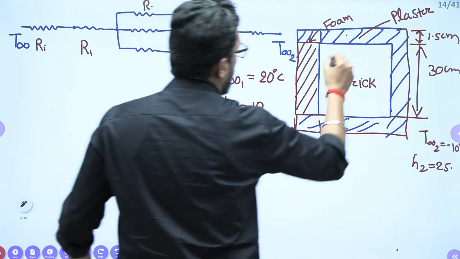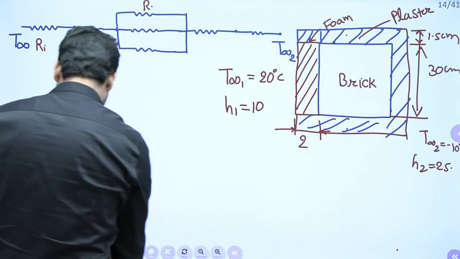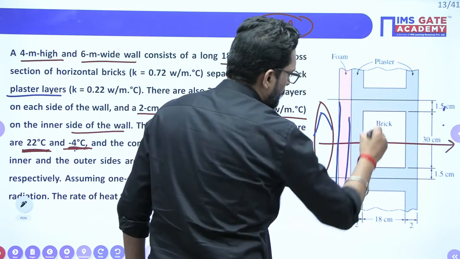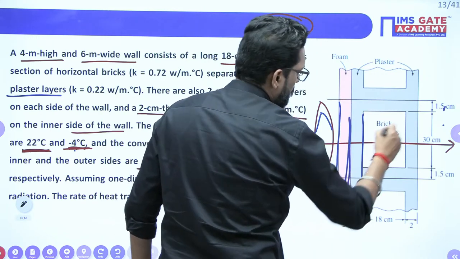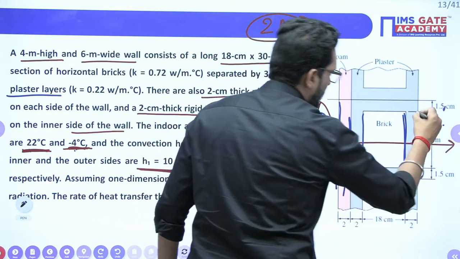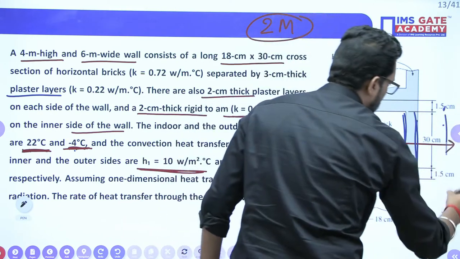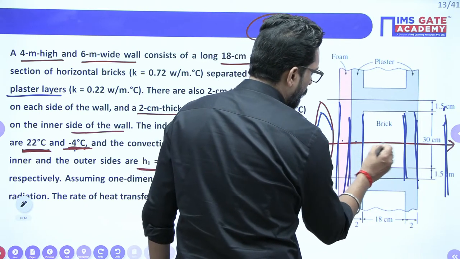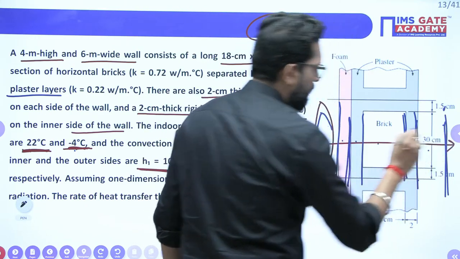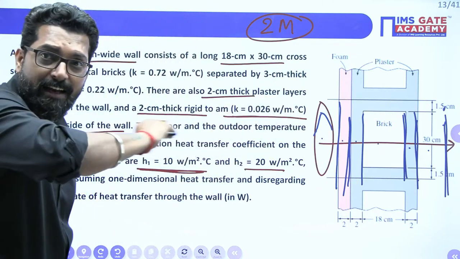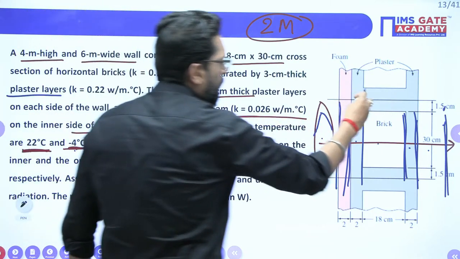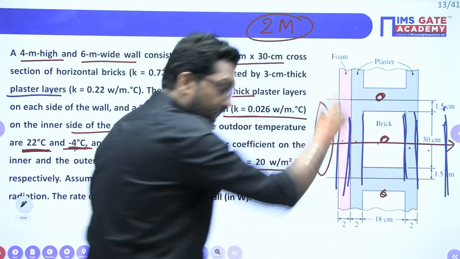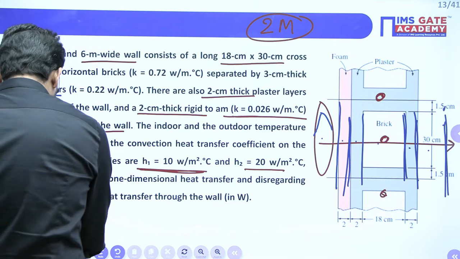Oh, there is also a plaster, no? See very carefully. There is a foam, then there is a plaster, then there are bricks, then again there is a plaster, then again there is a surrounding. So 1, 2, 3, 4, 5, 6. Six resistances are in parallel, and 1, 2, 3 resistances are in series. So it is a little bit of a mistake here.